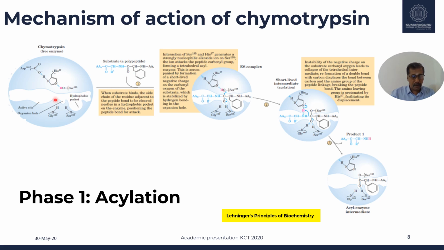Now this is going to fit into this pocket of your enzyme. This blue color circle denotes chymotrypsin free enzyme. This is the catalytic site of chymotrypsin. The catalytic site is occupied by three amino acids: serine 195, histidine 57, and aspartate 102. Not only that, there is also another additional glycine, 193 or 194, that is also involved, not directly, indirectly.